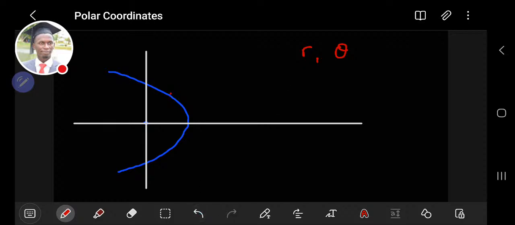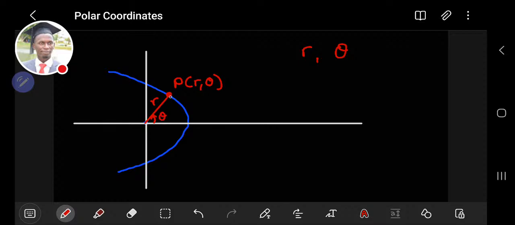Let's pick a point somewhere here on our parabola. Let's label this point as a point P. In polar coordinates, this is going to be at a position r comma theta, where r is the radius from the focus to that point, and theta is the angle we have to rotate from that point. So that is where our theta is.